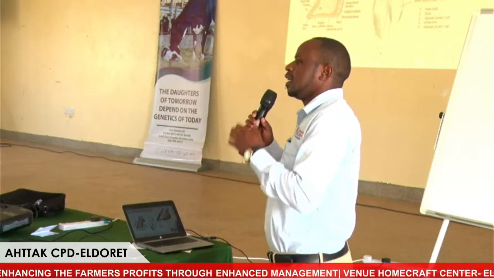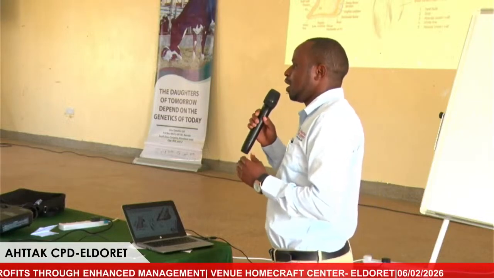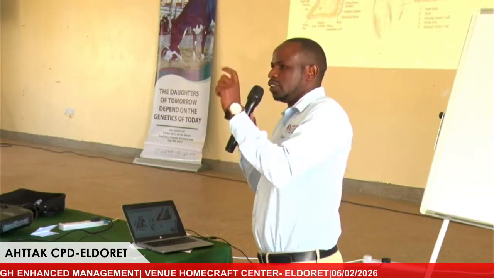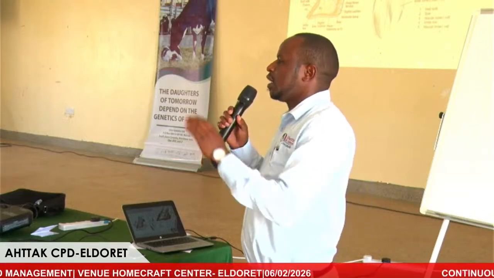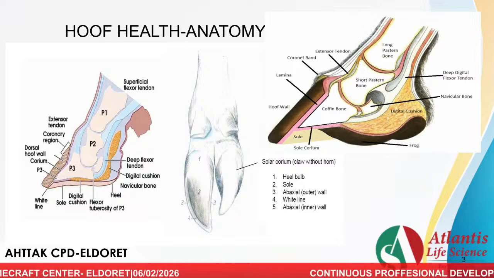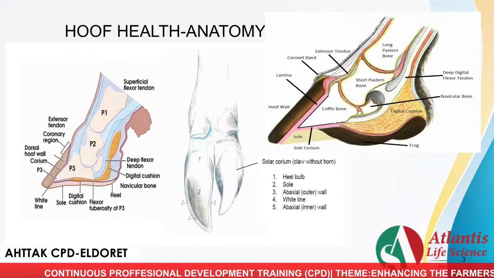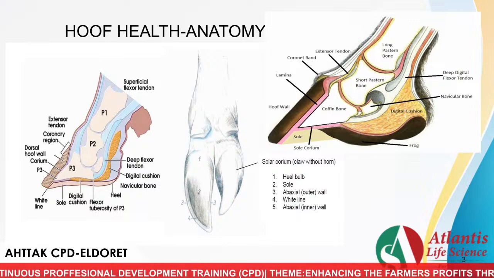Before we treat, or even before we assess the lameness in an animal, you cannot assess a lameness in an animal without having its anatomy in your mind. I know there are very fine details, but I want you to remember 4 things. Number 1 is what we call the hoof wall. Remember we are talking of a ruminant.